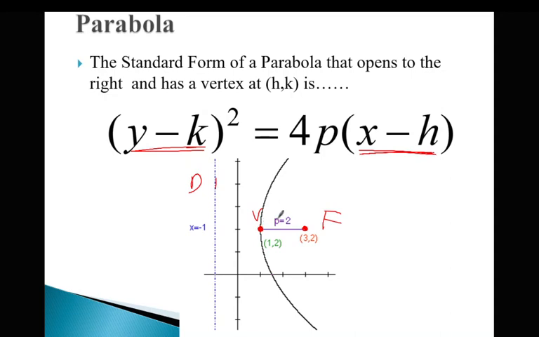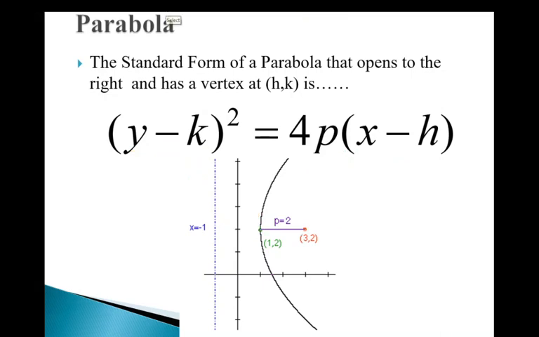Notice that this is p equals 2. This distance from here to here is 2, just like this distance from here to here is also p, which is equal to 2. Okay? And that's something we're going to keep coming back to. P is that distance. Now this p is also this p that we talk about in our equation. So whatever p is in our equation, that's our distance from our vertex to our focus. Okay? And we use that a lot.